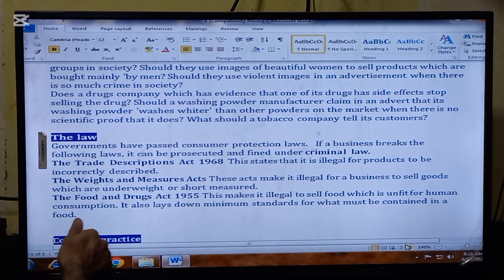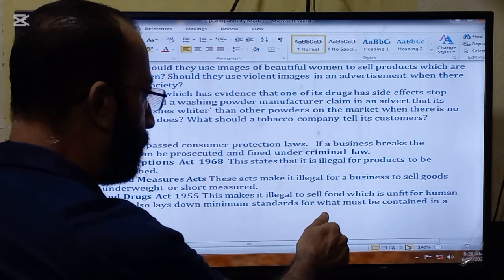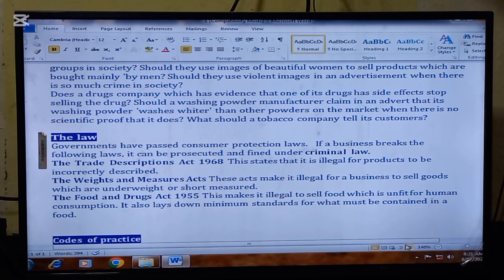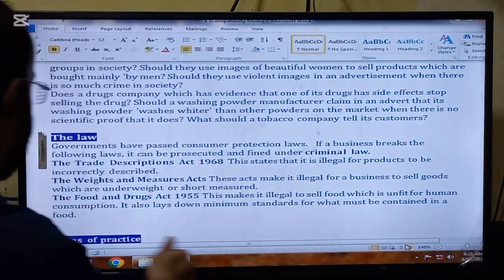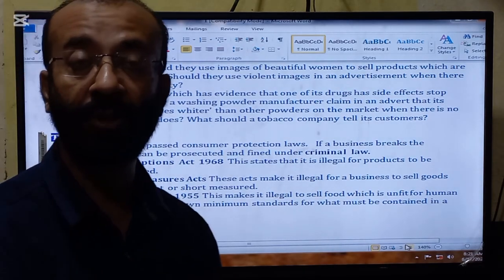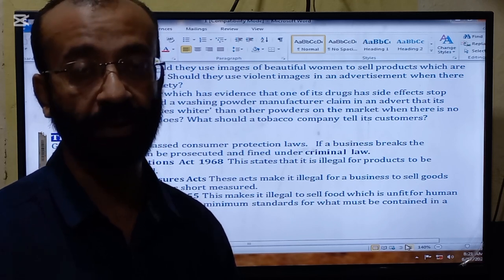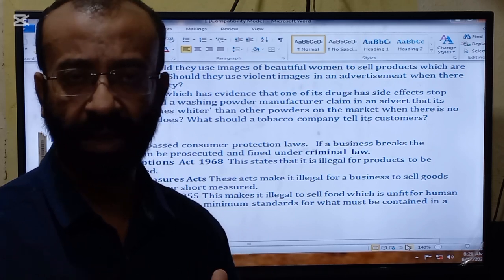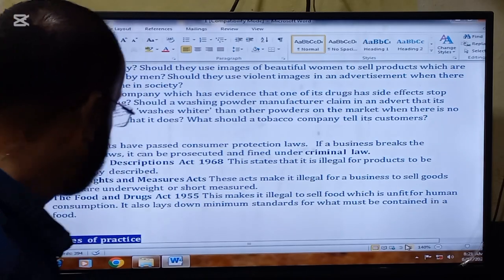Another is the Food and Drugs Act 1955. This makes it illegal to sell food which is unfit for human consumption. It also lays down minimum standards for what must be contained in a food. So governments have passed laws to protect the consumers, which the manufacturers have to follow. So it means there are constraints on the businesses which they have to follow.